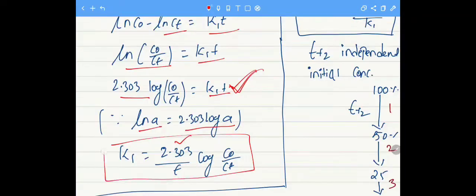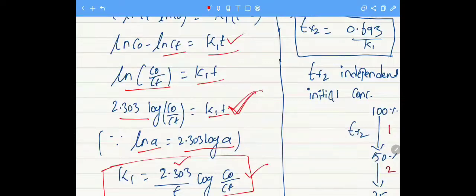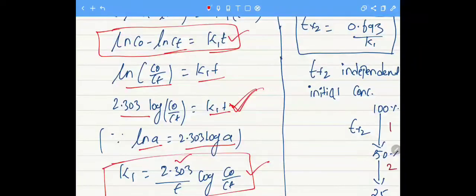Remember, this is the equation for first order kinetics. If it is in the natural log form, this is the equation. There is another equation also, which is Ct is equal to C naught e to the power of minus Kt.